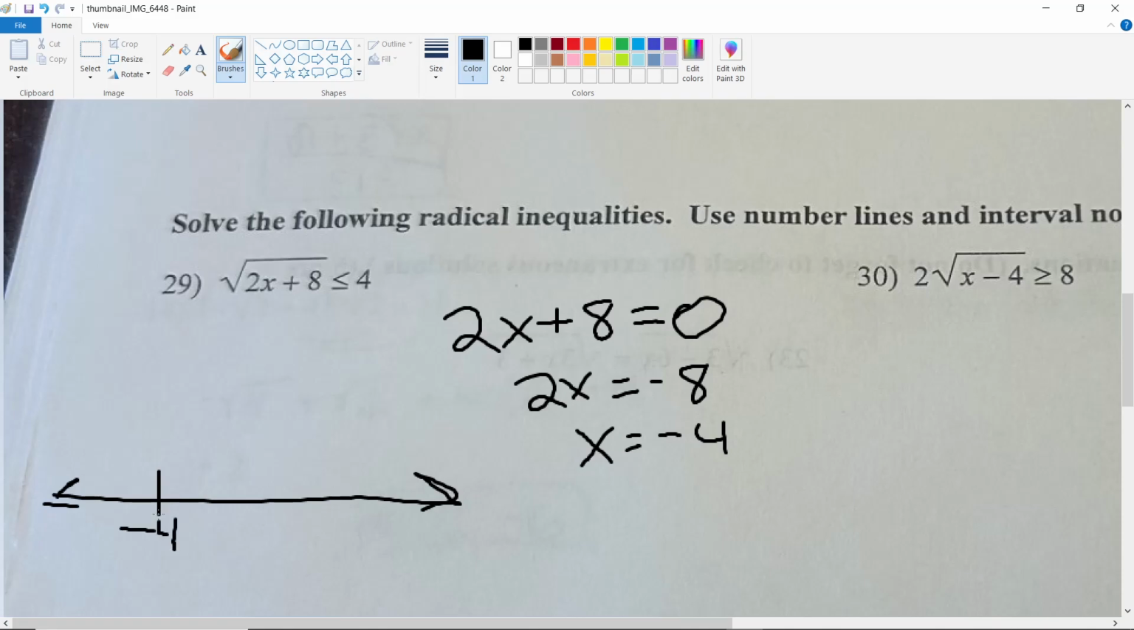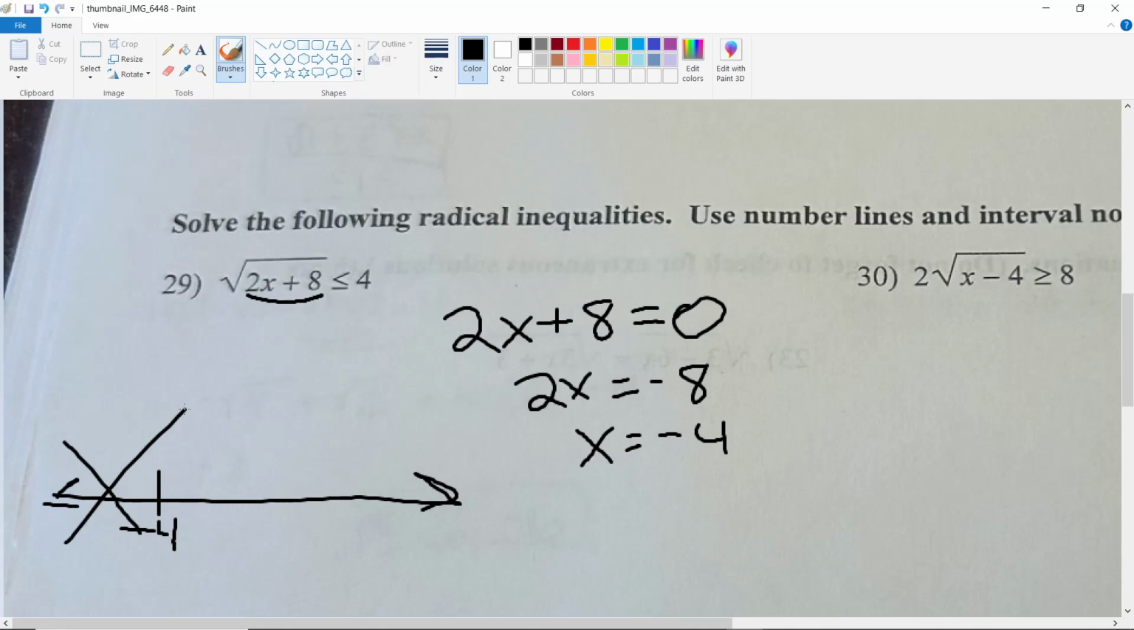And look to the left and right of it and see which side makes what's under the square root negative. So I'm just going to pick a number to the left of negative 4, negative 10, and I'm plugging it into here. 2 times negative 10 is negative 20, plus 8 is negative 12. It's negative. So anything to the left of negative 4 can't be part of the solution interval.